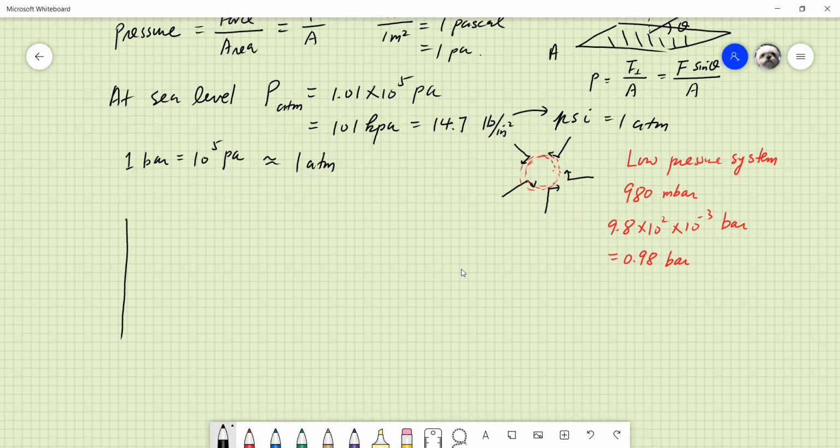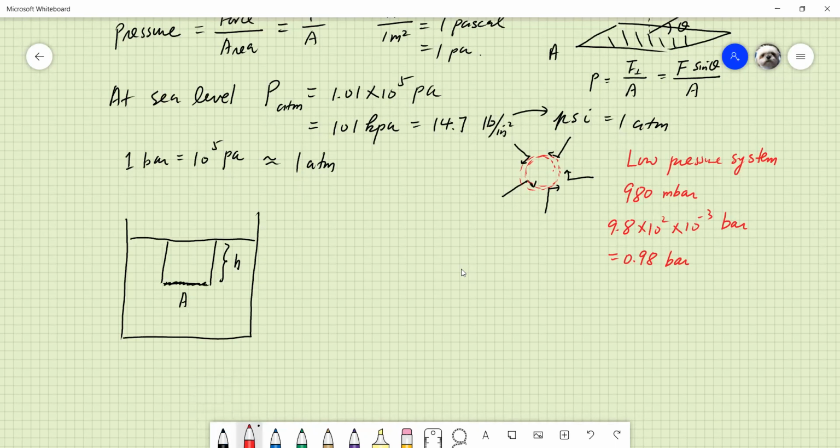So let's say I have a container, right? Easy to visualize that. We can talk about it in the ocean or in a lake. Let's say the height of the block is H. The cross-section area is A here. Then the question is, I want to find the pressure at the bottom here. Now, what is the pressure here, right?